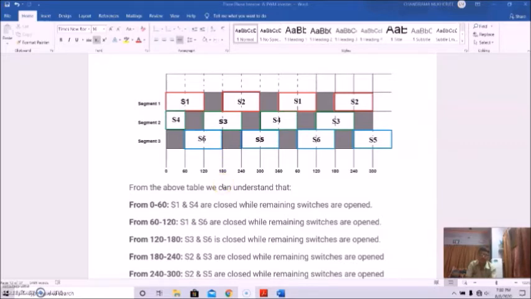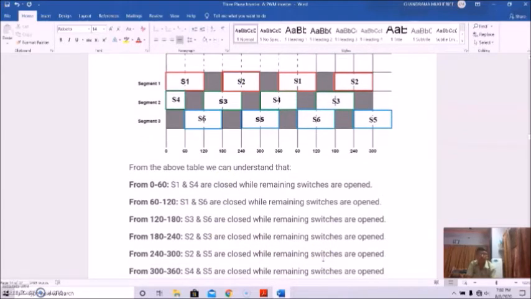S6 are closed while remaining switches are open. So actually, these are closed, and the remaining switches are open. From 180 to 240, actually H2 and S3 are closed while remaining switches are opened.